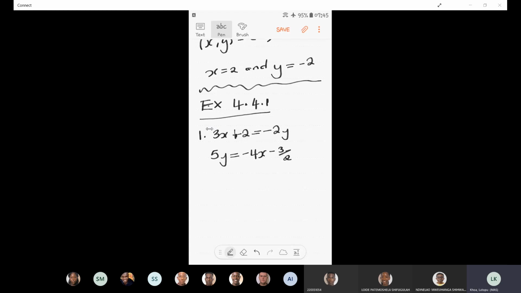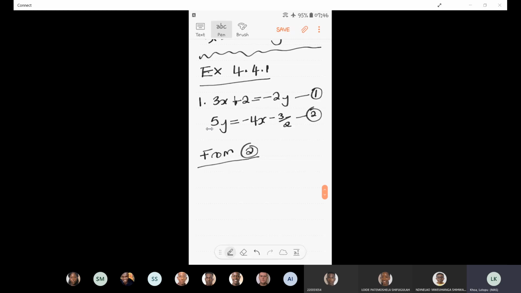So here what you can do, first decide on the method that you want to use. Since we just started with substitution today, I will choose to use substitution. So I will label my equation. This is equation 1. This is equation 2. Okay, so I'm going to make y the subject of the formula in equation 2. So from equation 2, to make y the subject of the formula, all I need to do is multiply by 1 over 5 on both sides. So if I multiply by 1 over 5 on the left-hand side, I'll be left with y.